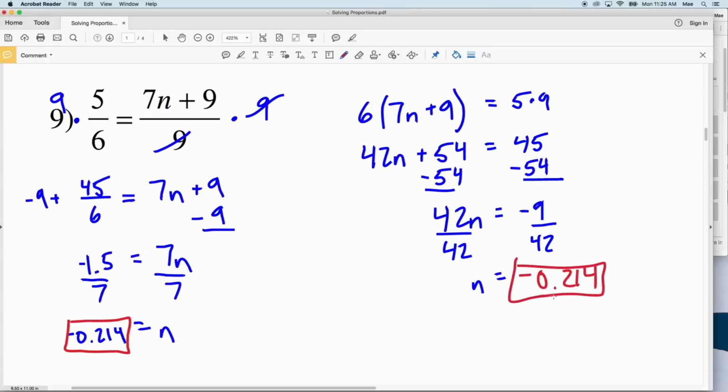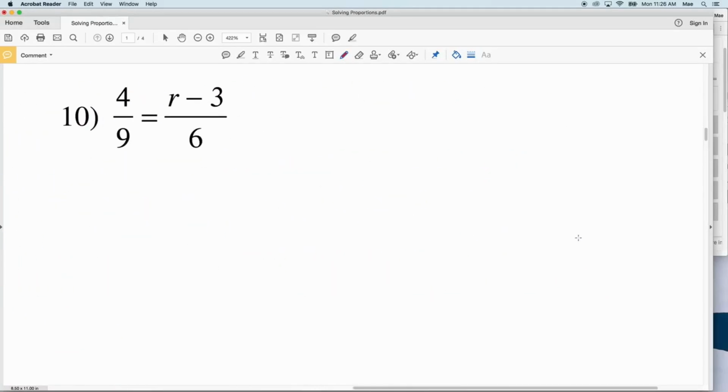And you can see that either method will get you to the correct answer. Lastly, in this video, I'll do number 10, and in the next video, I'll finish out the worksheet doing numbers 11 through 20.